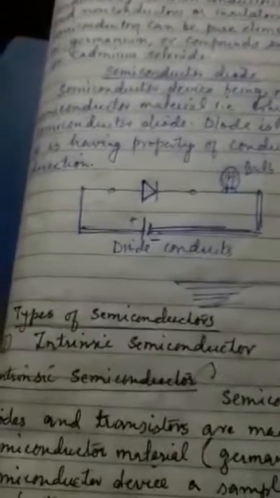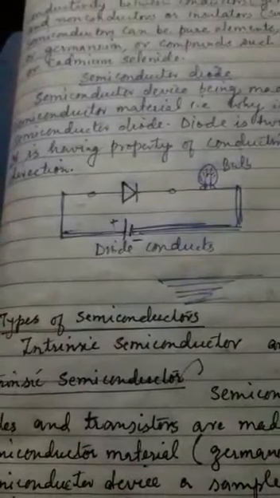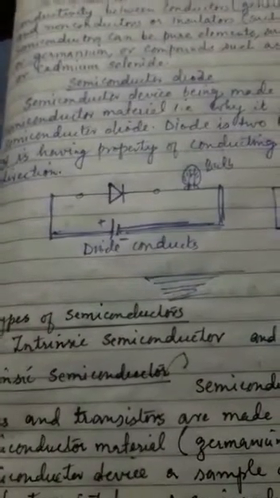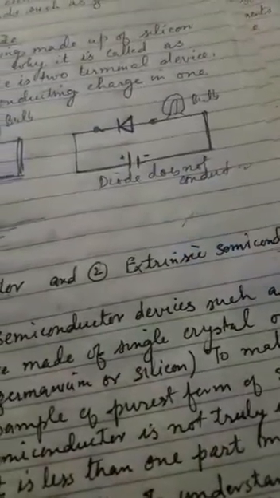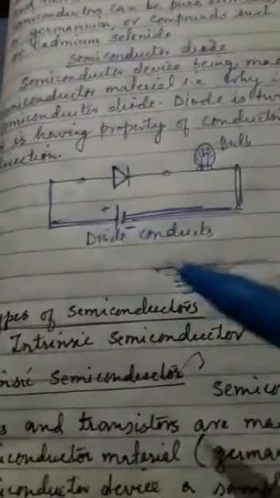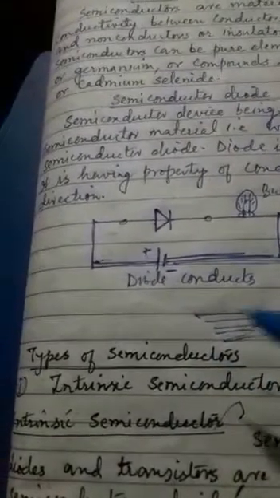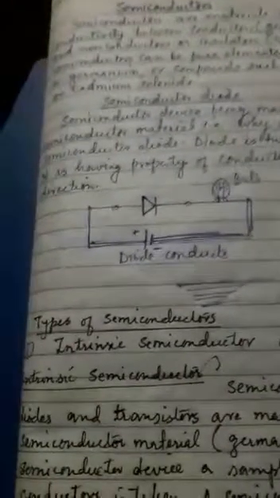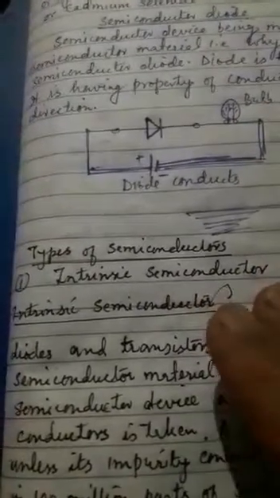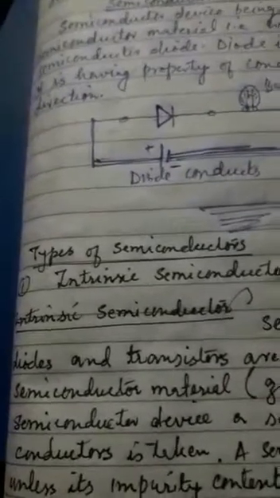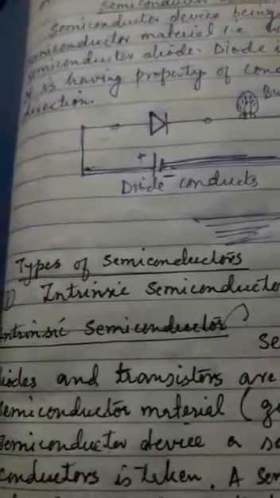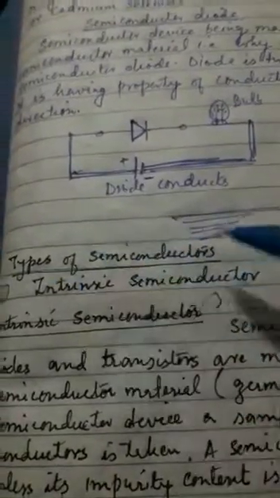Today I have to discuss types of semiconductors. There are only two types of semiconductors. Number one is intrinsic semiconductor, and number two is extrinsic semiconductor. I may make it clear that types of semiconductors are usually asked from the examination point of view. This may be asked this year also: what are the different types of semiconductors? So that's why I'm discussing the same topic here.